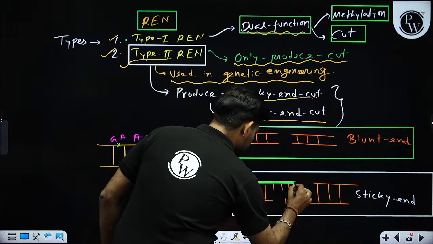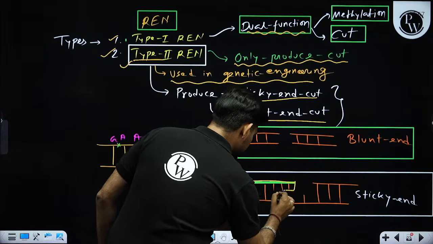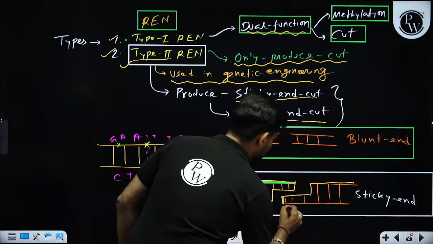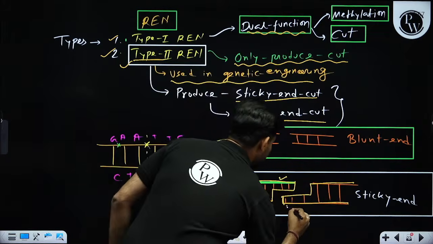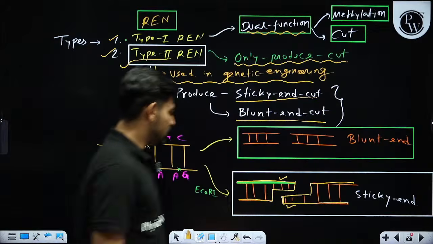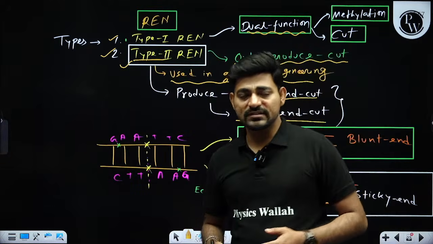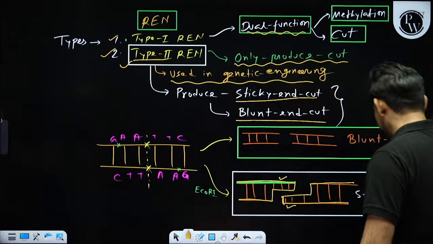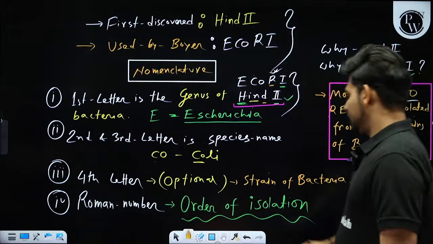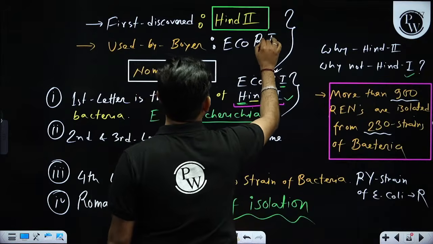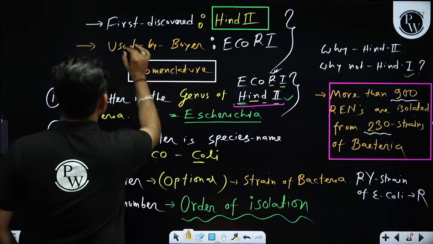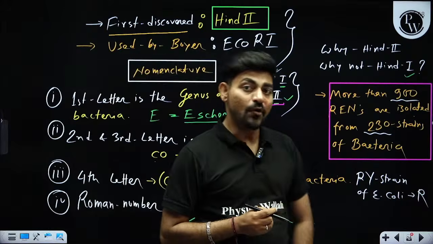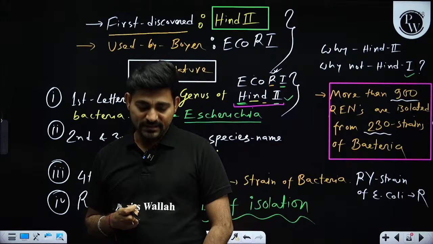So this is how sticky end cuts will be helping you to form this kind of overhanging ends, and these overhanging ends are called sticky ends. And EcoR1 is a very good example of a restriction enzyme that is widely used in genetic engineering laboratories. But you need to remember the name of Hind2. This was the first discovered restriction enzyme. Now you may ask, sir, why Hind1 is not the first discovered enzyme?